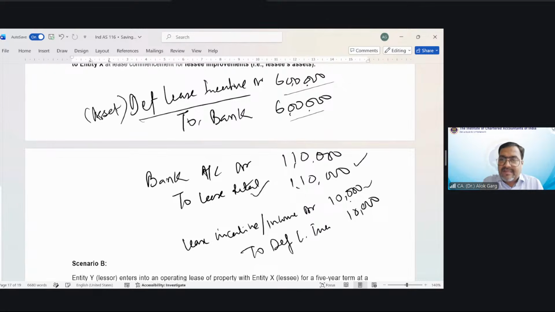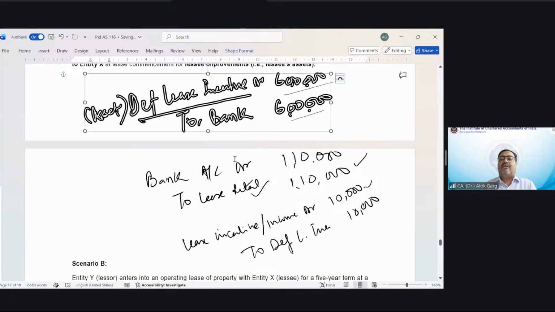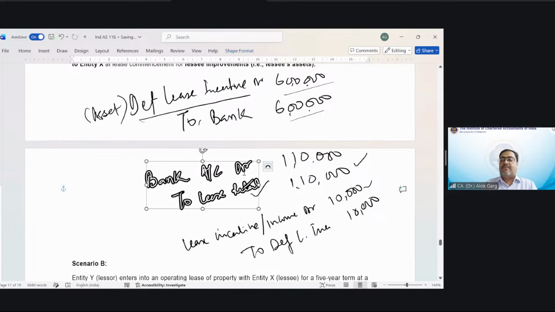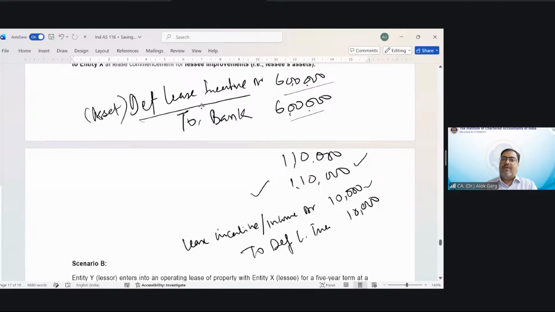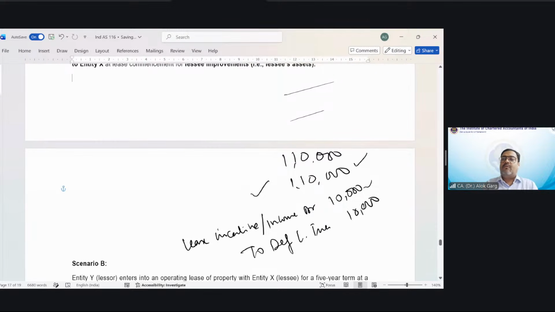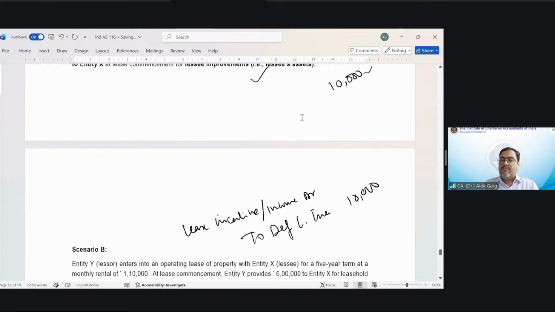You debited lease rental income at 10,000. So your net lease rental income will be how much? 110 minus 10, 1 lakh rupees, right? Is that clear? 1 lakh rupees.